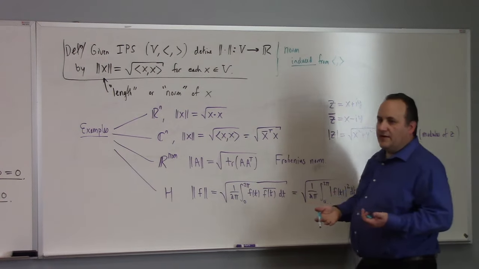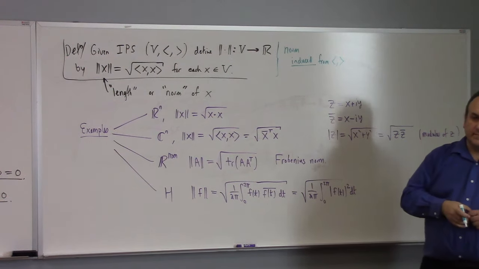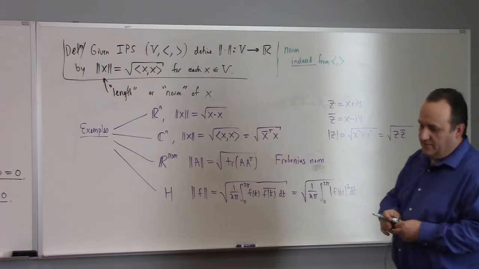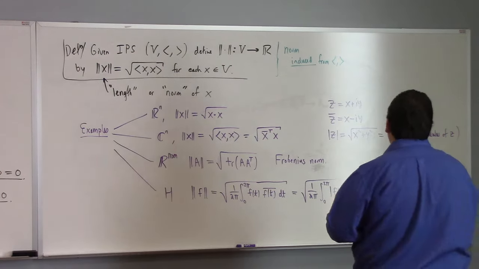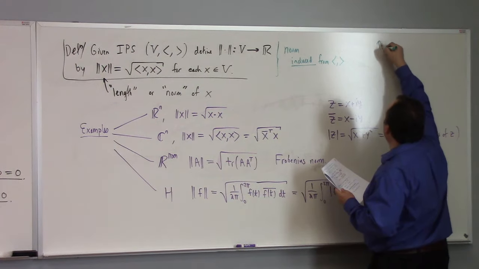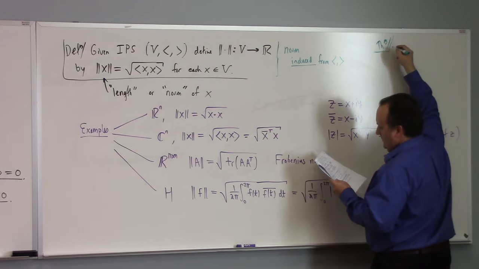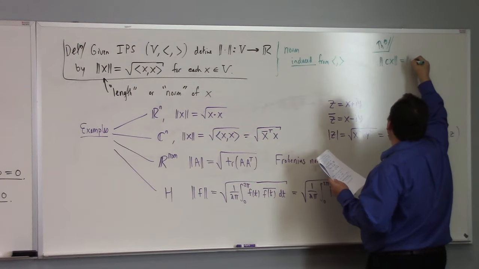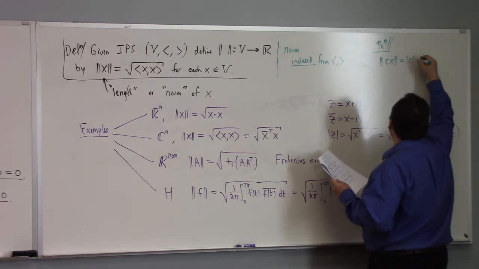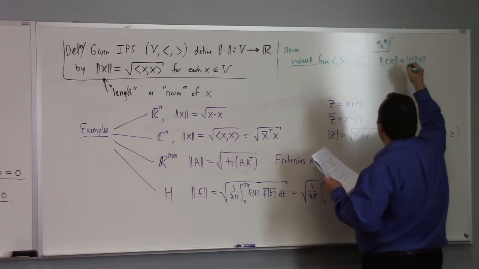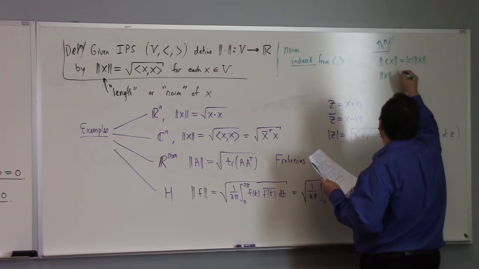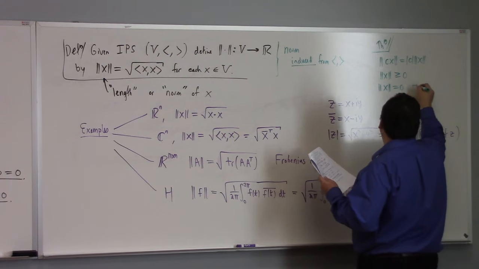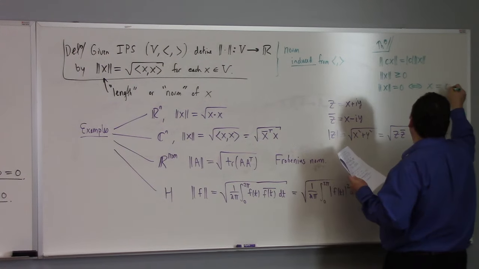If I had a different inner product, I would induce a different norm, right? Now, properties of the norm. So, short theorem here. The norm of Cx is equal to the magnitude of C times the norm of x. The norm of x is greater than or equal to 0. The norm of x is equal to 0 if and only if x is equal to 0.